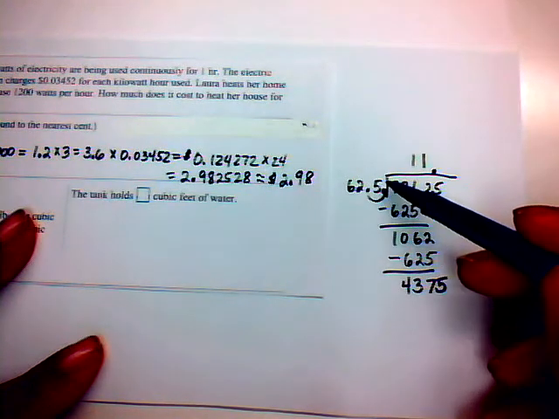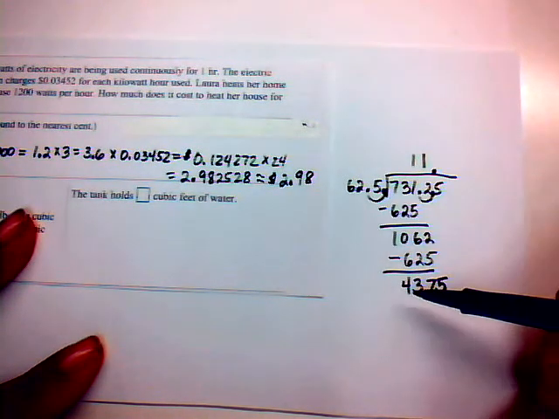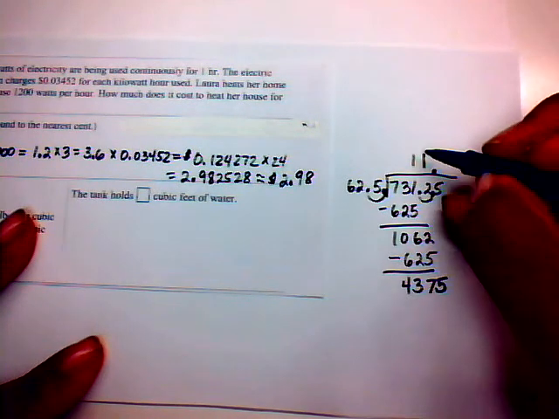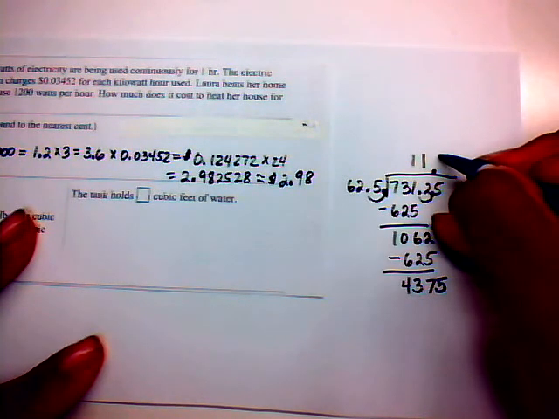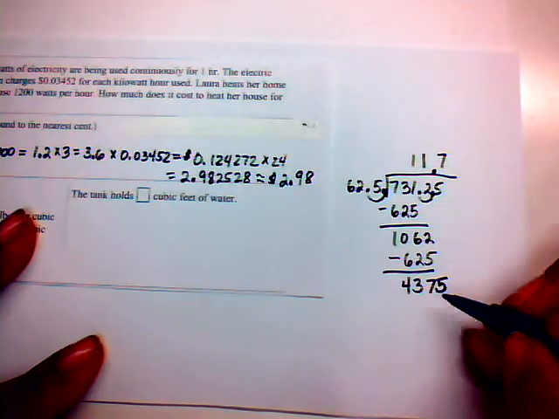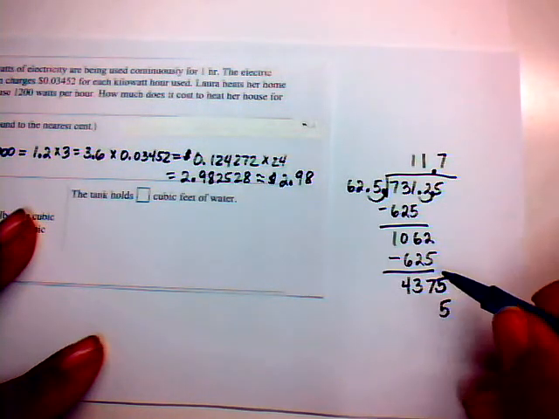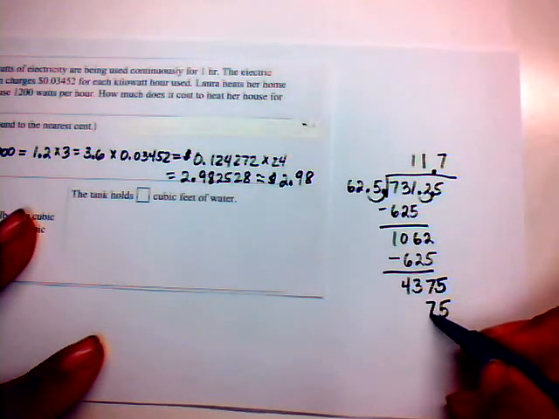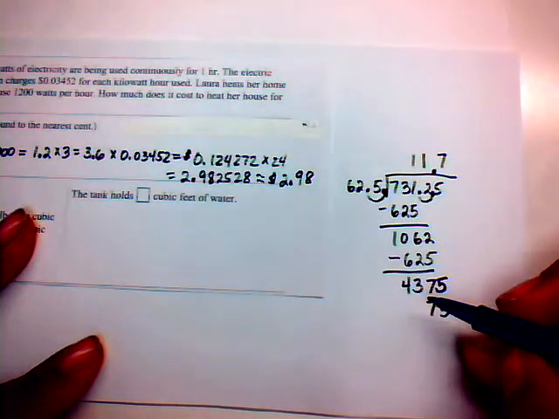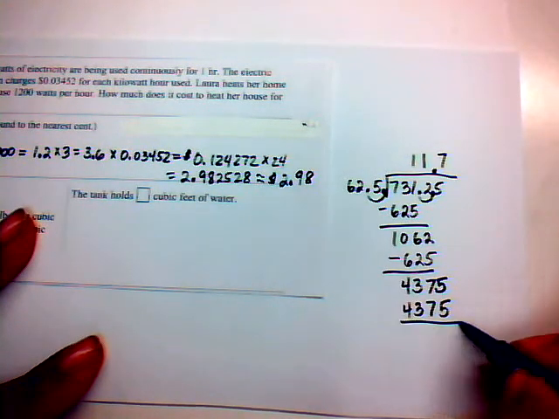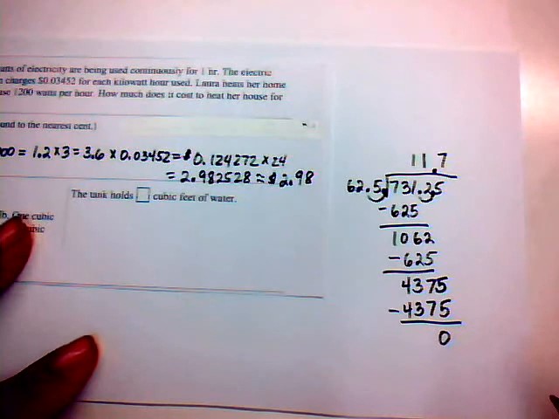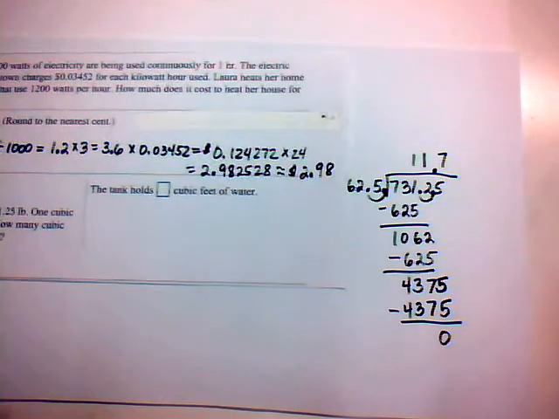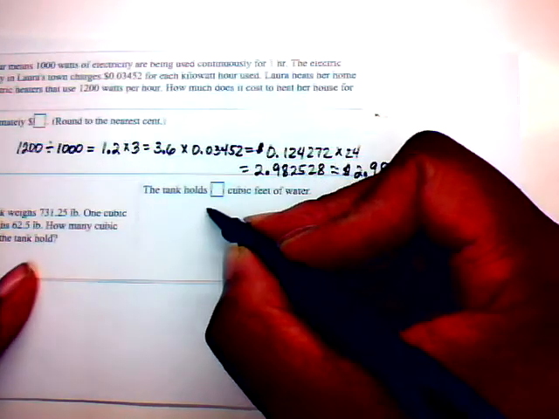And then divide 625 into 4375. Okay, and that's going to go 7 times. 7 times 5, that's 35. 7 times 2 is 14. Times 3 is 7. Carry the 1. 42 plus 3 is 43. You have a 0 remainder. So here the tank will hold 11.7 cubic feet of water.